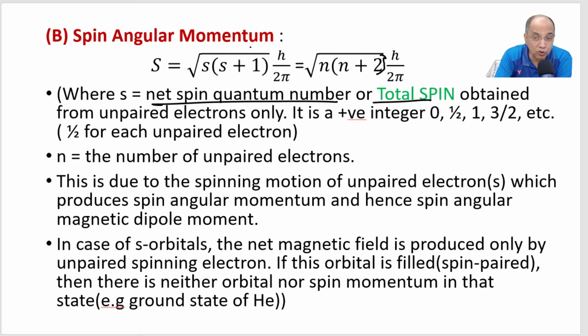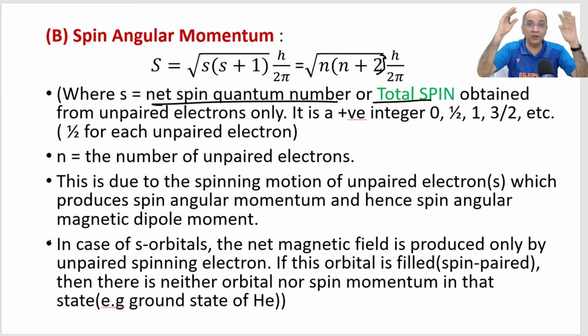And if you do not like to use this relation, you can take n, where n is the number of unpaired electrons. Root over n into n plus 2, h by 2 pi. This will give you the spin angular momentum, the net spin angular momentum. This is due to the spinning motion of the unpaired electron or electrons, which produces spin angular momentum and hence spin magnetic dipole moment. So there are two magnetic fields.